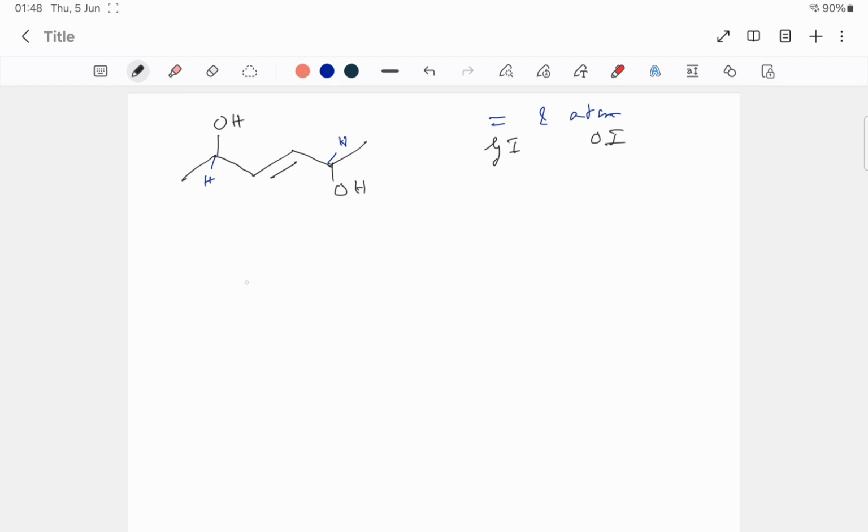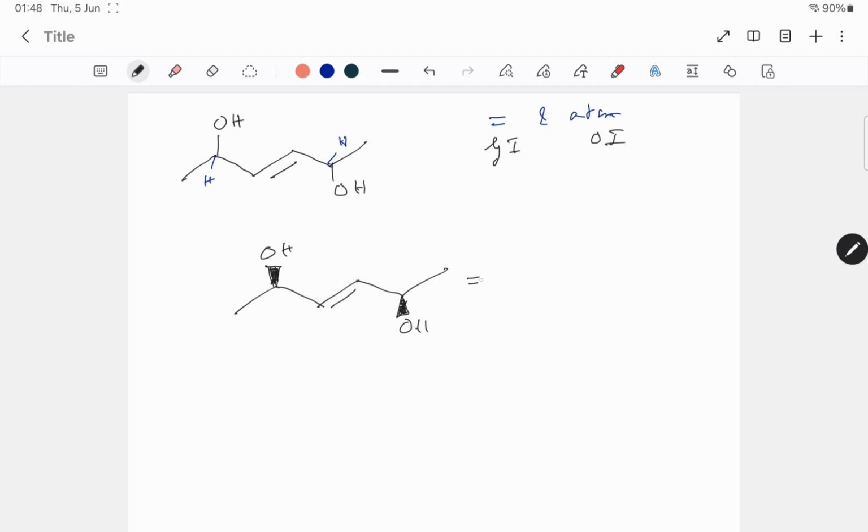Now keeping that in mind, if we consider this one first, just a moment. We keep this trans, with this alkene portion trans, and we keep making the two OH groups cis with respect to one another. Now from this diagram it may seem that we have them on opposite sides.